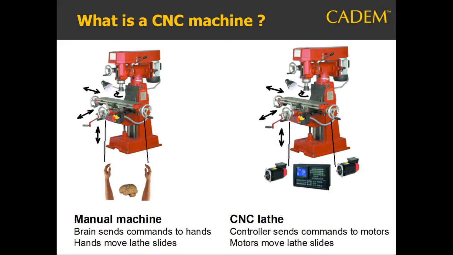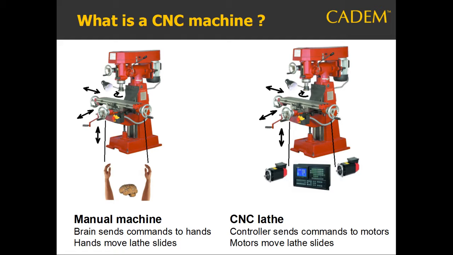The first thing to understand about a CNC machine is that it is the same as a manual machine in terms of operations, cutting tools, and work holding. The big difference is in the way that the machine is controlled.